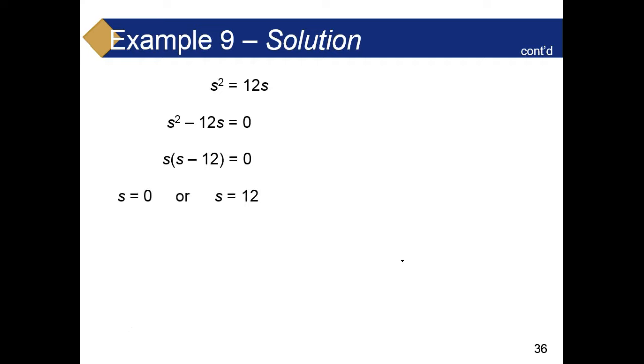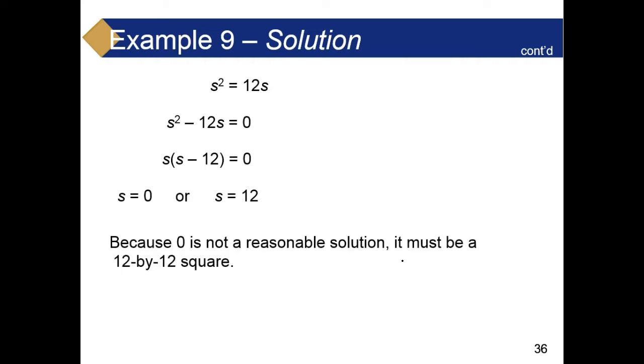Either S is equal to 0 or S minus 12 is equal to 0. If S is equal to 0, that's not a reasonable solution. It's not a square. It's nothing. There's no side length. So it must be a 12 by 12 square. And sure enough, that works.